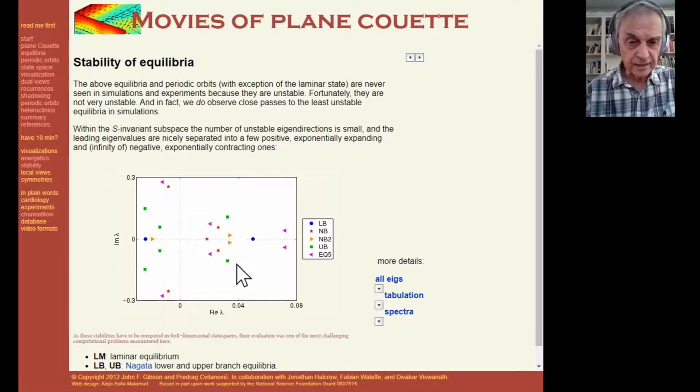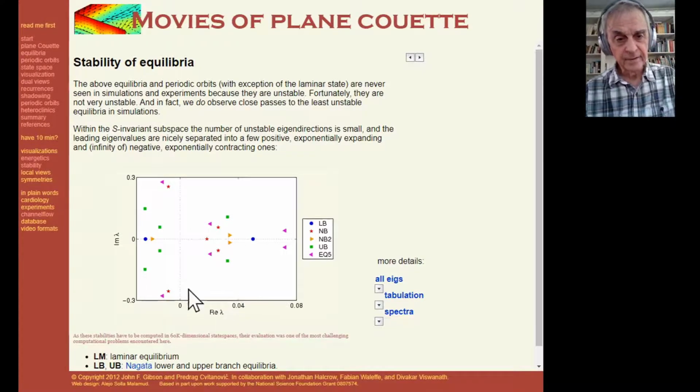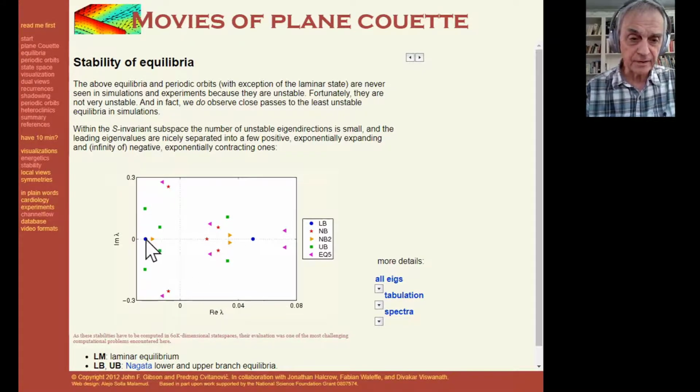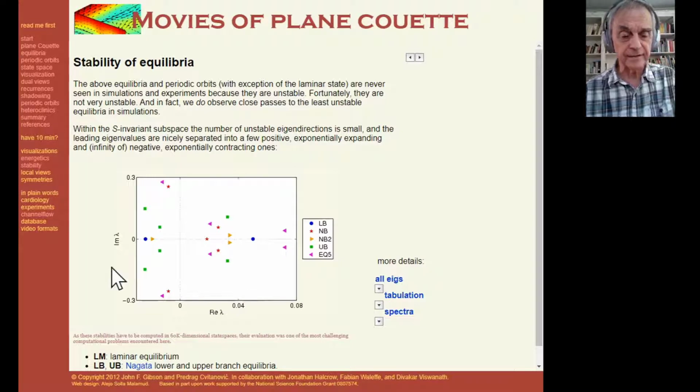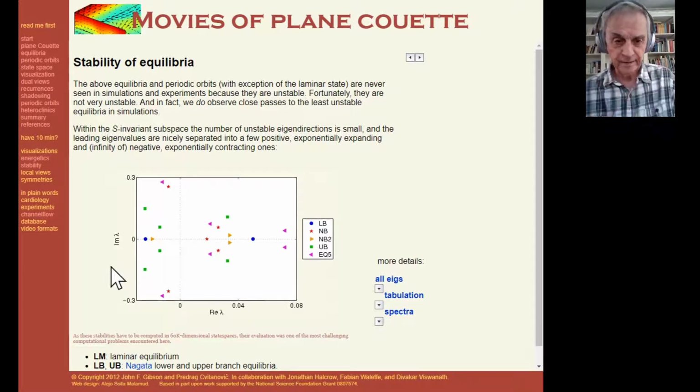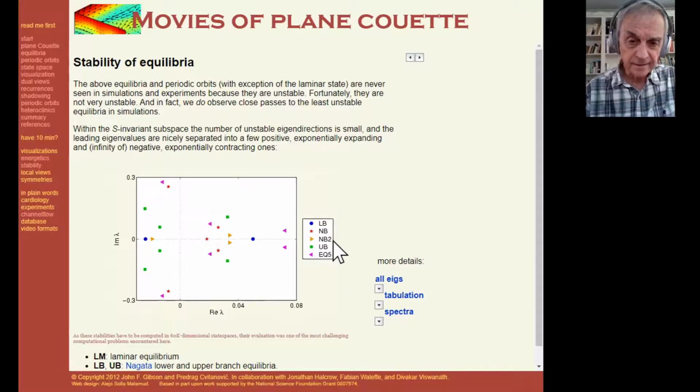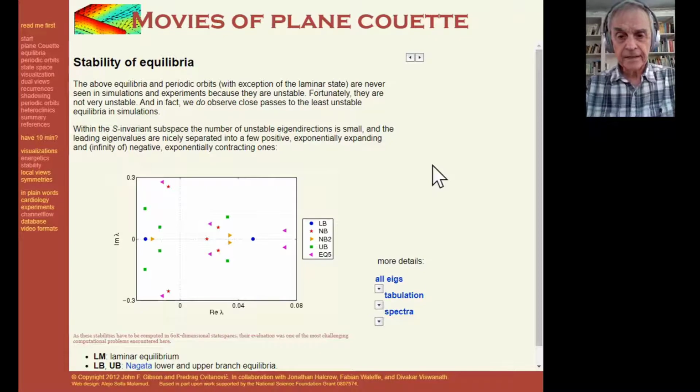That one actually has a complex pair of unstable eigenvalues. And then it has a bunch of contracting eigenvalues, which are less contracting in this one, because the more negative the eigenvalue is, the quicker the transient dies. And the newbie had some eigenvalues, etc.